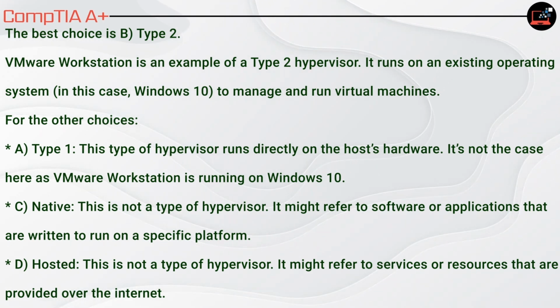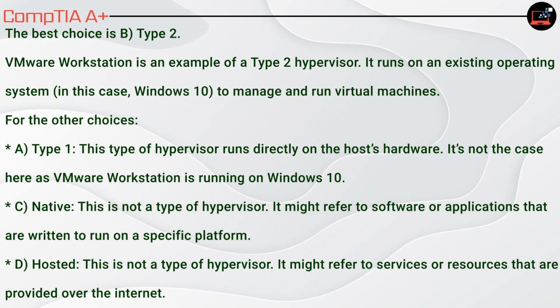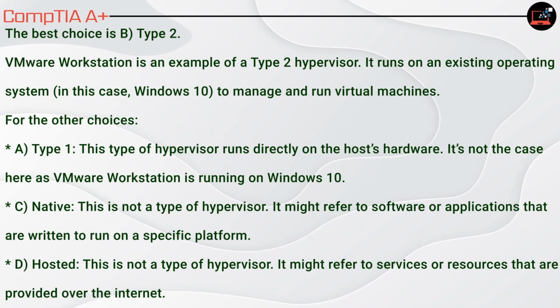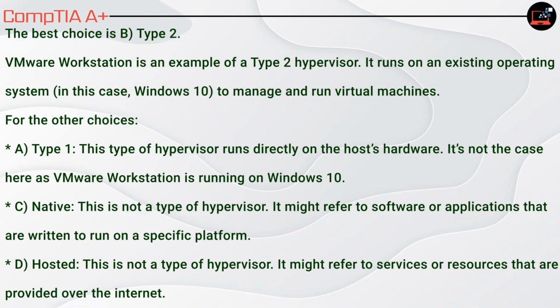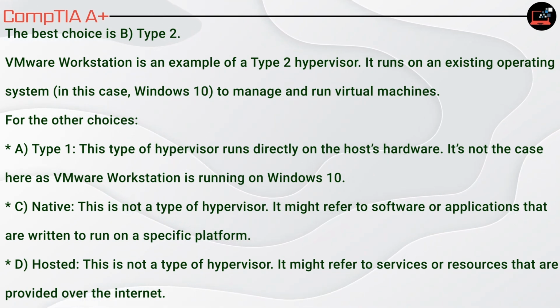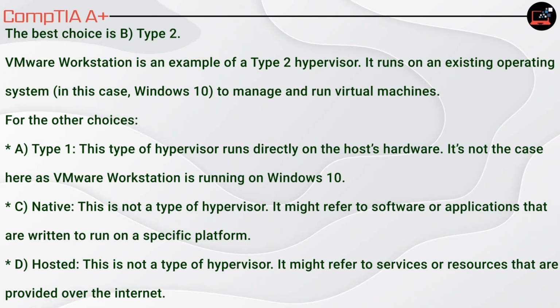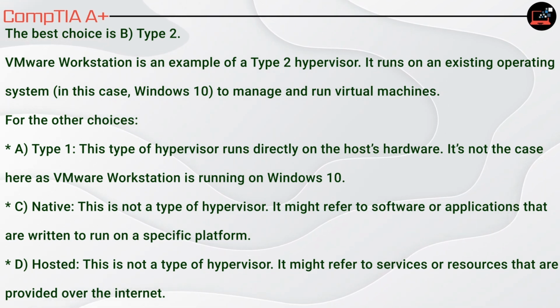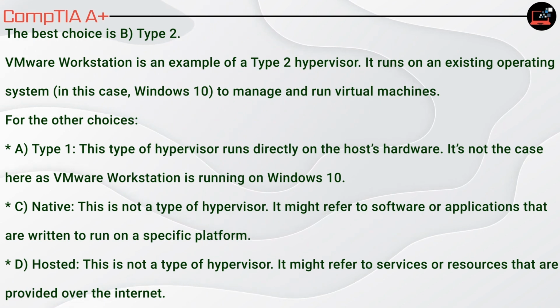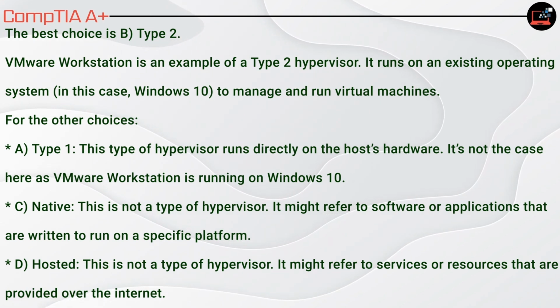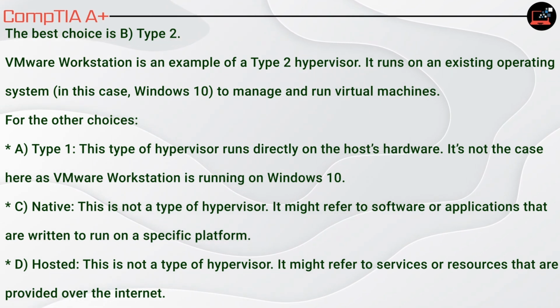For the other choices, A, Type 1, this type of hypervisor runs directly on the host's hardware. It's not the case here, as VMware Workstation is running on Windows 10. C, Native. This is not a type of hypervisor. It might refer to software or applications that are written to run on a specific platform. D, Hosted. This is not a type of hypervisor. It might refer to services or resources that are provided over the internet.